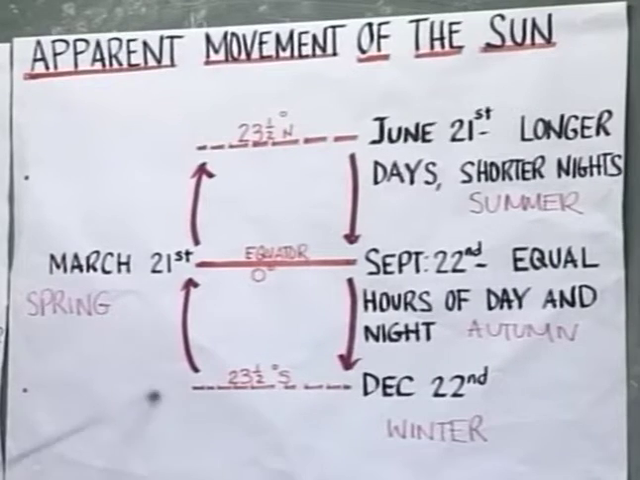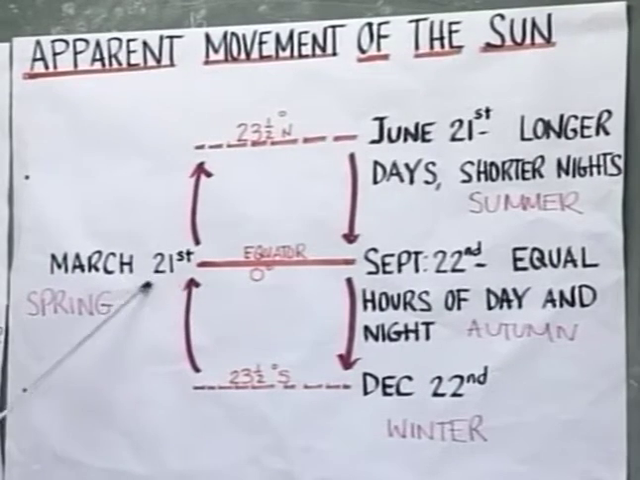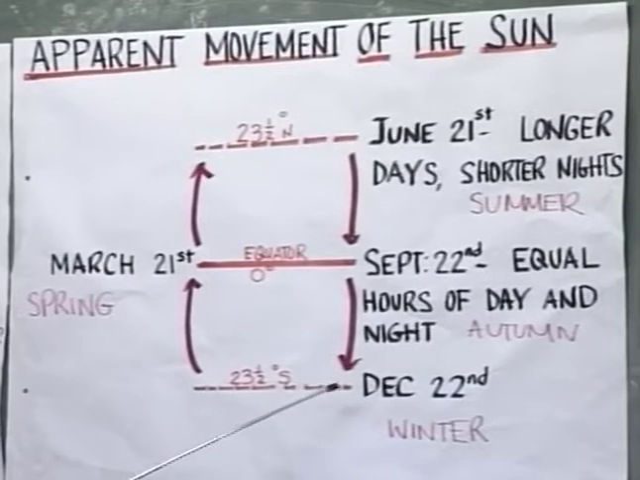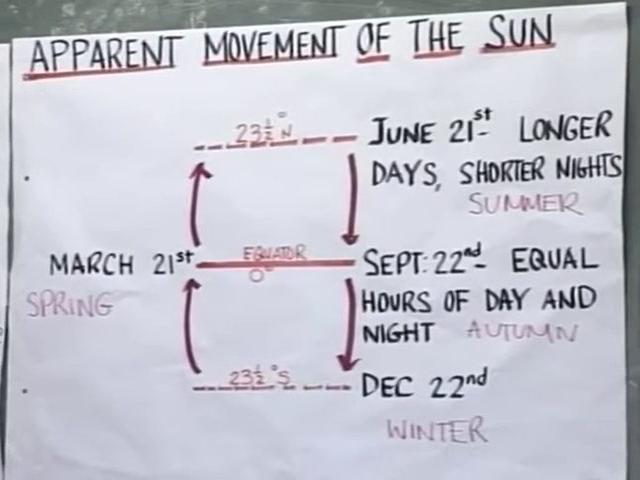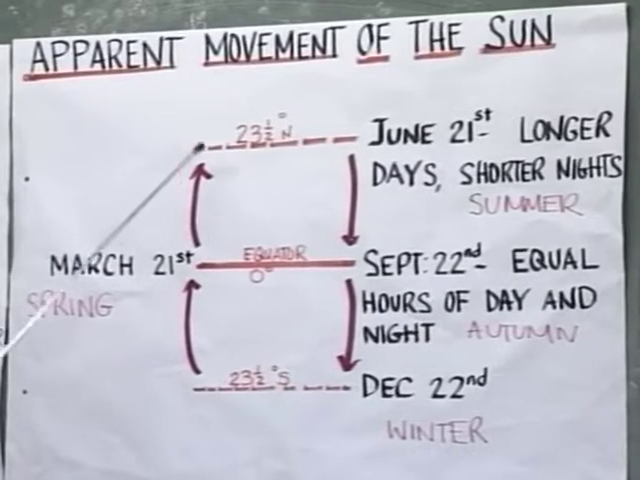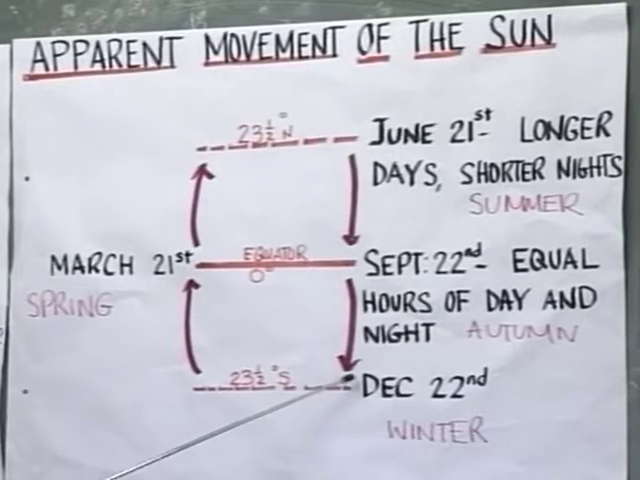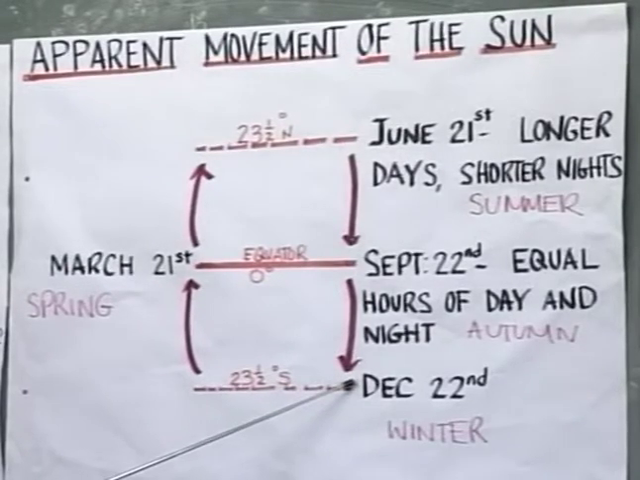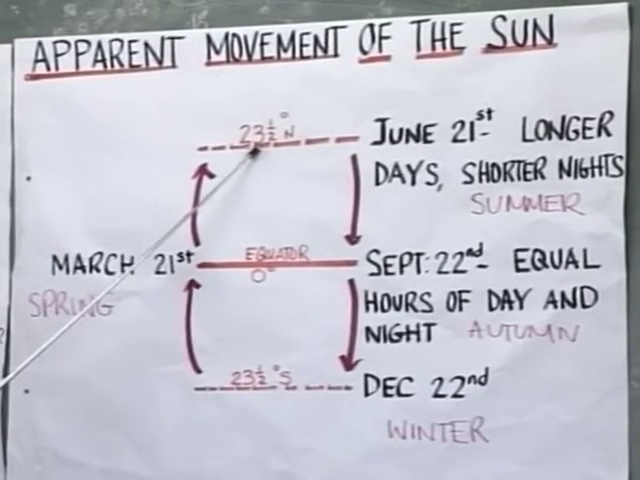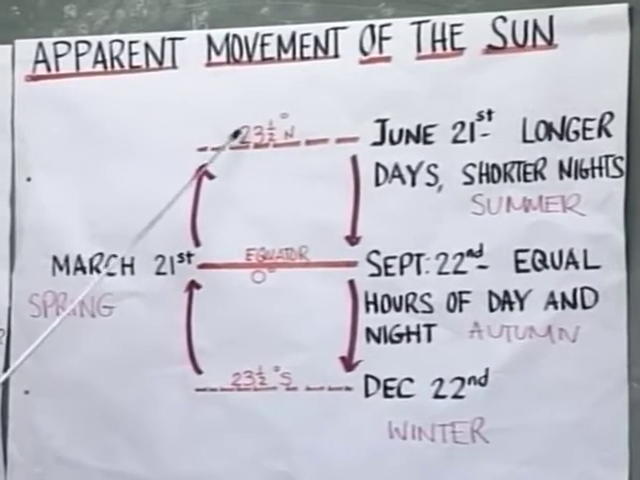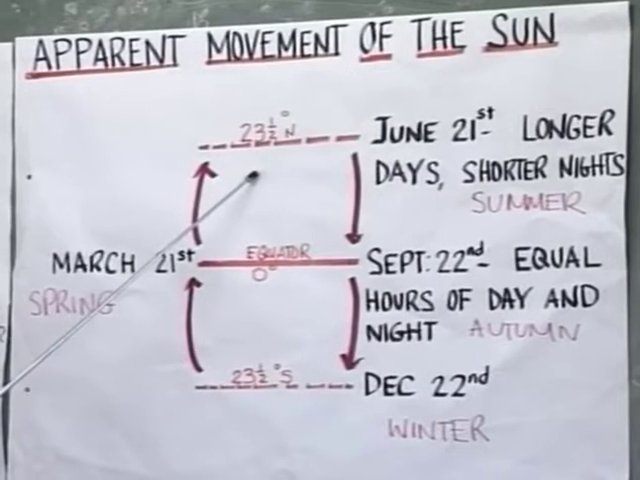3 months later, the sun is directly overhead the equator, March the 21st. What season is it for the southern hemisphere? Autumn, because the season autumn follows summer. 3 months later, the sun is furthest away from the 23.5 south, and it is now 23.5 to the north. June the 21st, what season is it in the southern hemisphere? Winter. It is winter, because autumn is followed by winter.